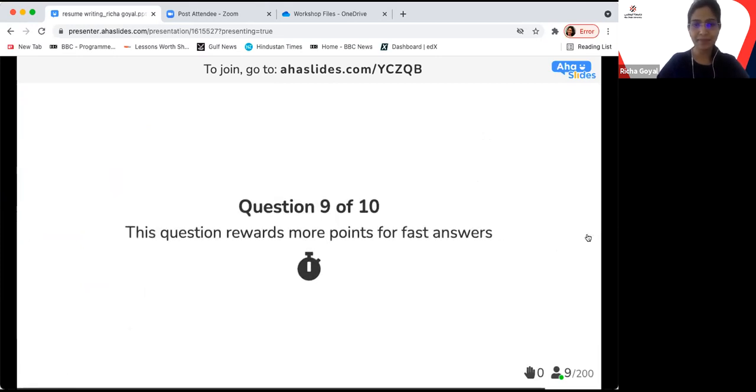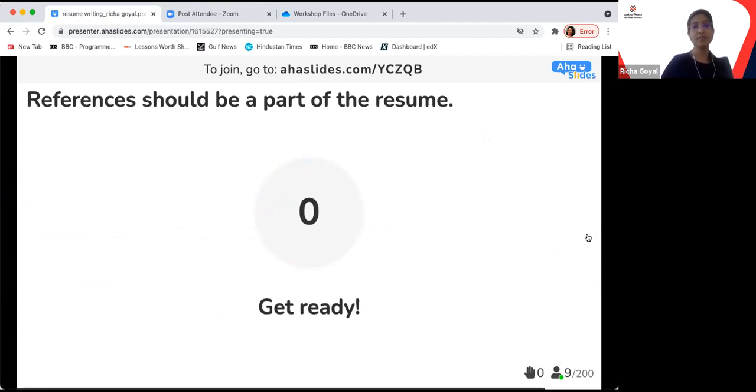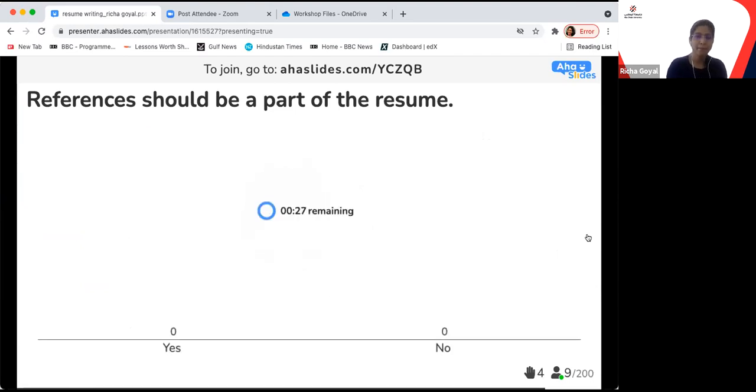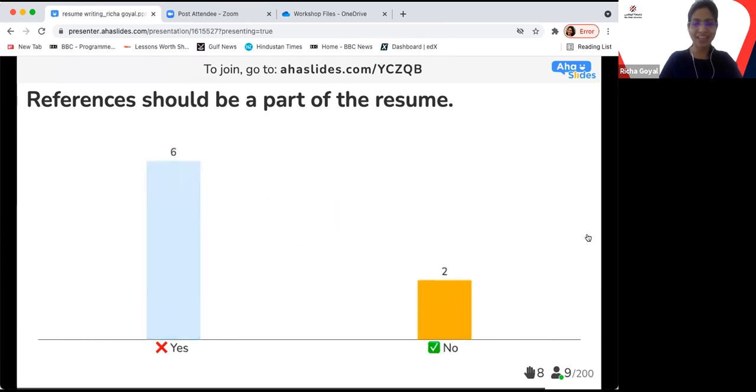Question 9. References should be a part of the resume. So the list of references, the names of your referees with their contact details, should you make it a part of your resume? Yes or no? Five, four, three, two, one, and time's up. Okay, no. The reference list should always be a separate sheet.